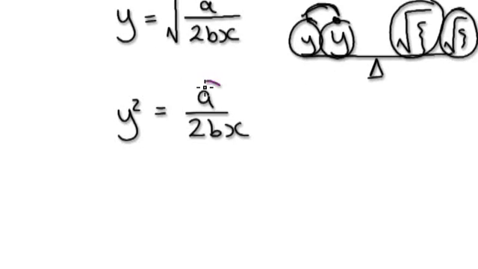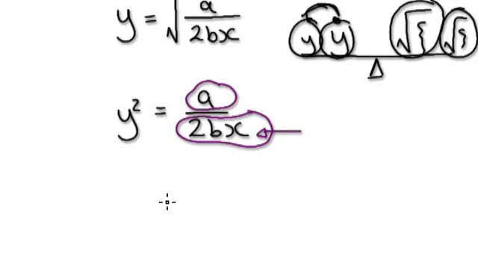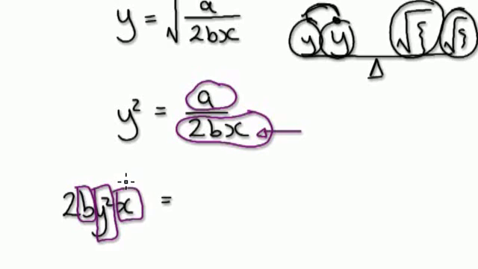Now visualize it as, oh, you've got a bubble here dividing this bubble here. You're trying to make x the subject. So multiply both sides by the bottom bubble. So you have this: 2by squared x. All these could be in any order here, but I just prefer to put the x right at the end. So multiply both sides by the bottom bubble.